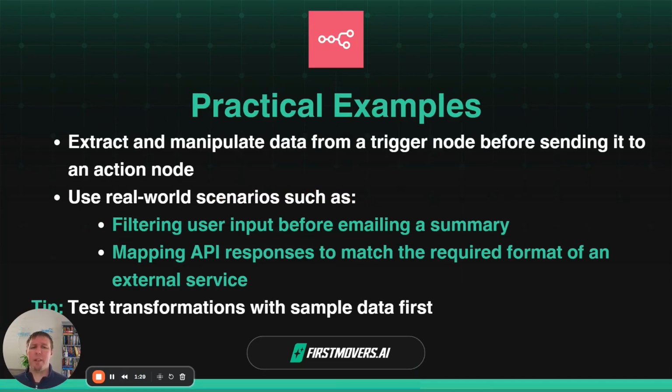So let's look at a practical example. Imagine you have a trigger node that receives input from a web form. Before you send an email summary, you might want to filter out some of the empty fields or format some of that data properly. I'm going to demonstrate how to extract data from a trigger node, transform it using the function node, and then pass it into an action node. Remember, always use the preview functionality to check your node outputs and ensure that your data is being transformed as expected.